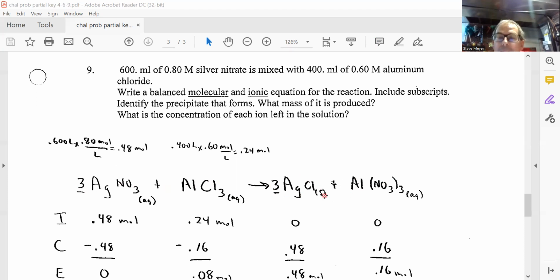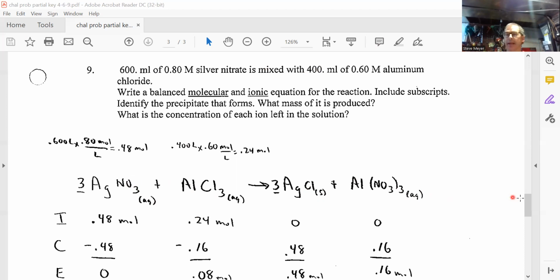How do we know that silver chloride is a solid and aluminum nitrate's aqueous? Well, if I looked at my common ion chart, I would see in rule number 3 that all nitrates are soluble, so that makes it aqueous. In rule number 5, chloride with silver is solid. Both of these solutions end up being aqueous. If we look those up, we're really given that because we have the solutions and the molarities.